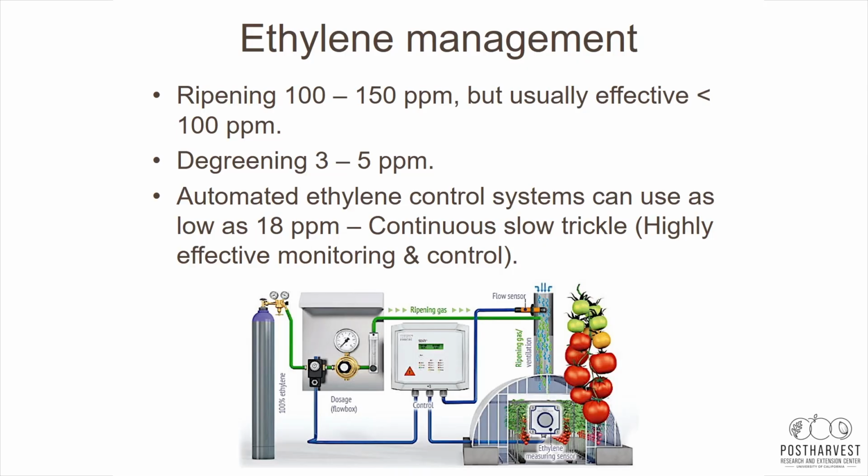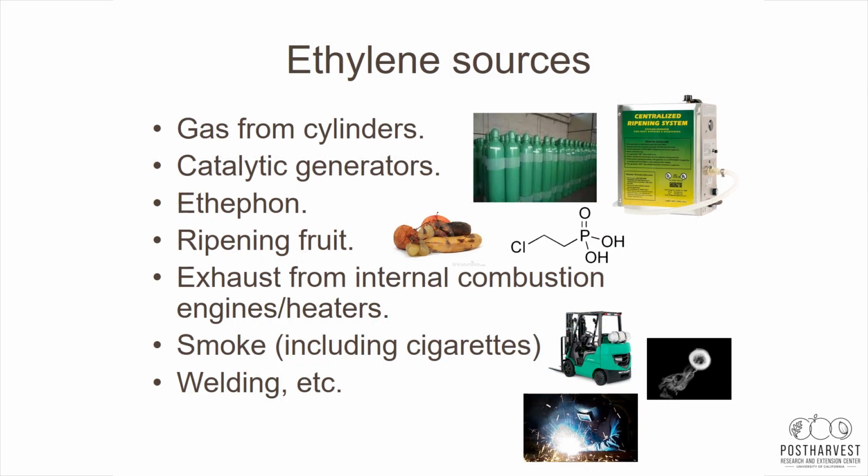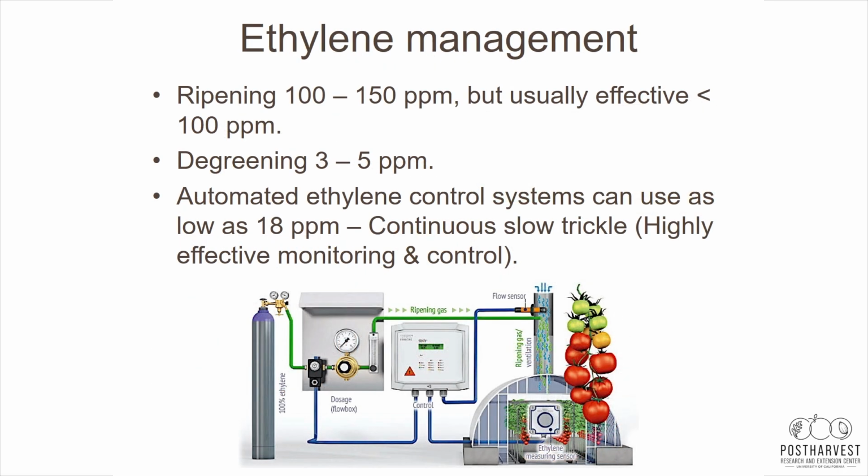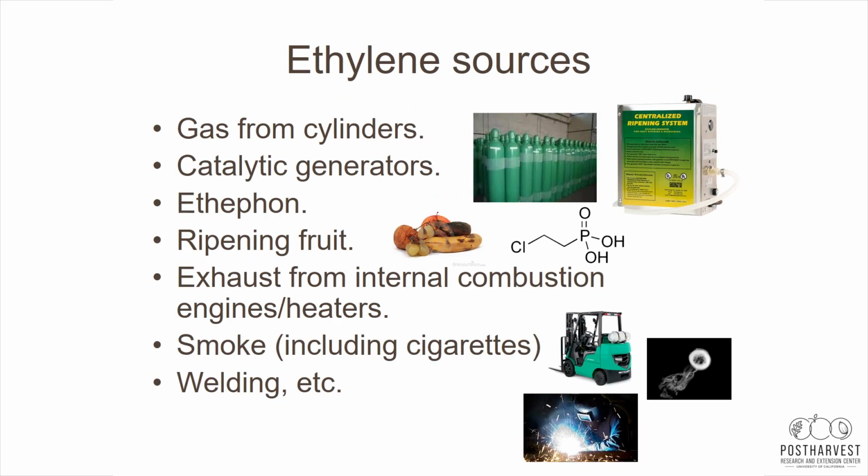There are many ethylene sources that are commercially available. Let's start with gas from cylinders, where you inject the ethylene, as I've described in this sketch right here. And you can control the volume or the injection quite accurately. You have catalytic generators, as in the picture here, centralized ripening systems, which are also generating ethylene. Ethephon, which is also used in many cases in the field.